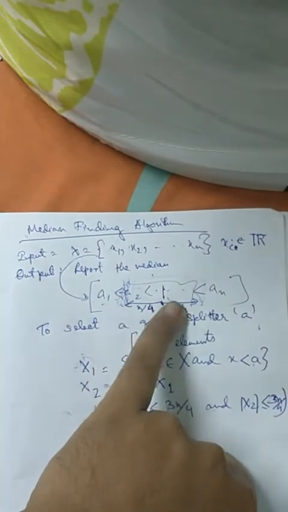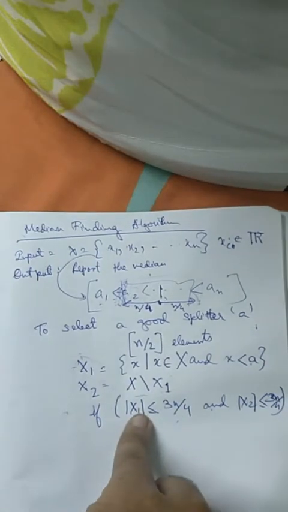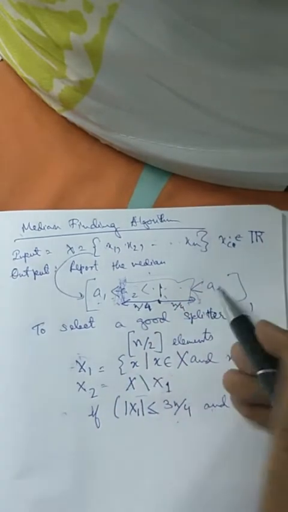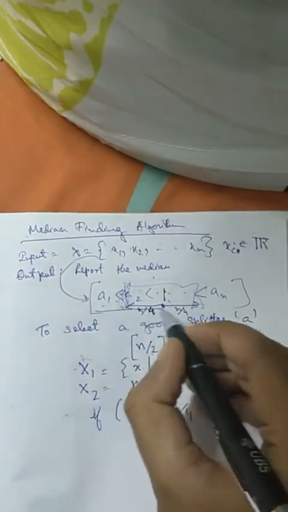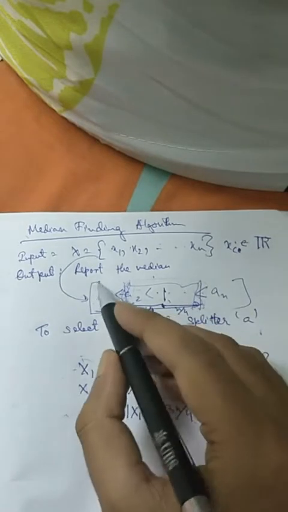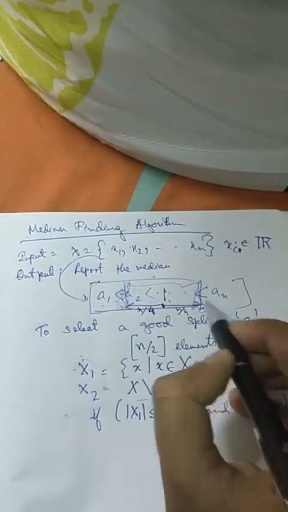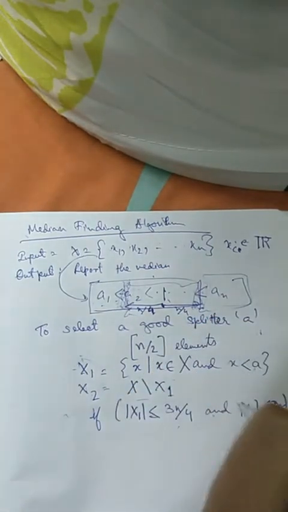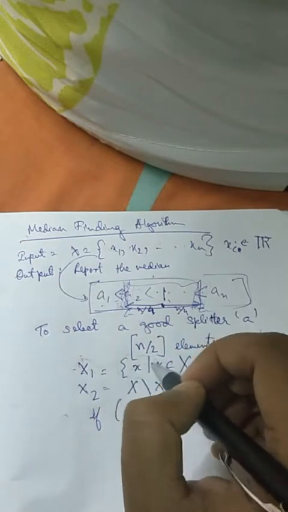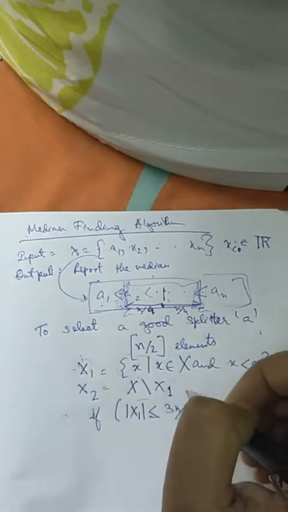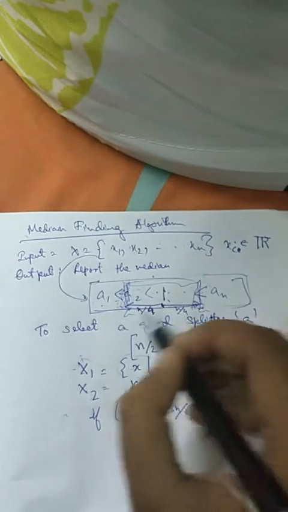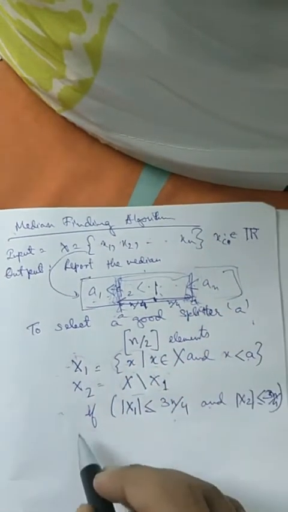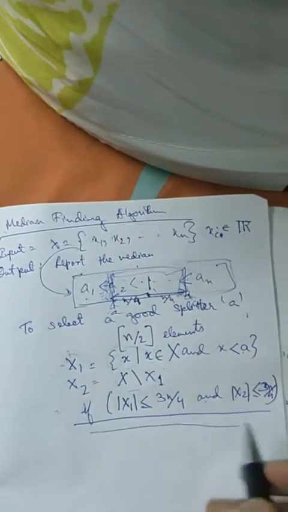Basically it gives us this region. If x1 is 3n by 4, the numbers which are less than a are these 3n by 4 numbers, and 1 by 4 are greater. And if we get a here, then we will get n by 4 here, 3n by 4 here. These are the limits of a, and it's given by this if condition.